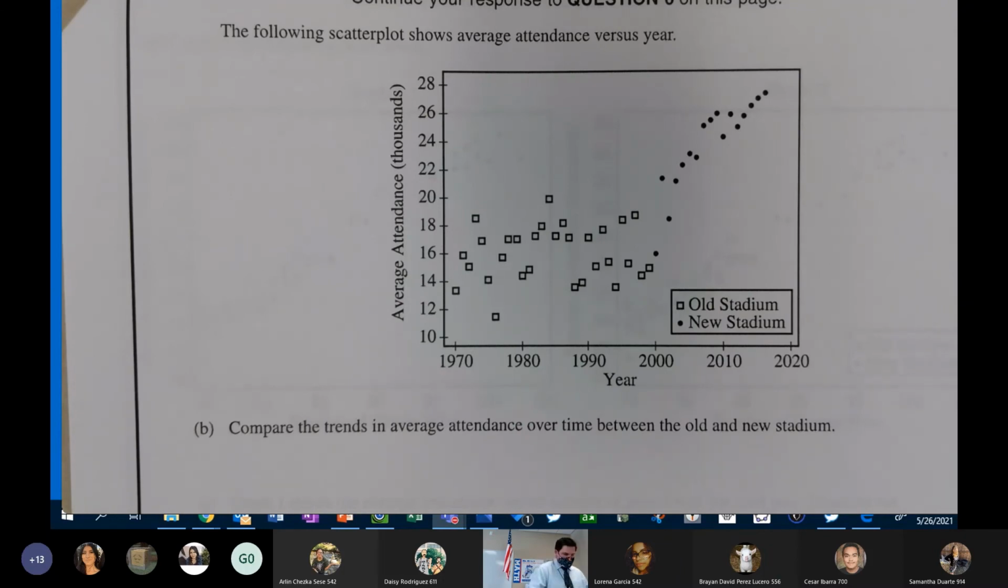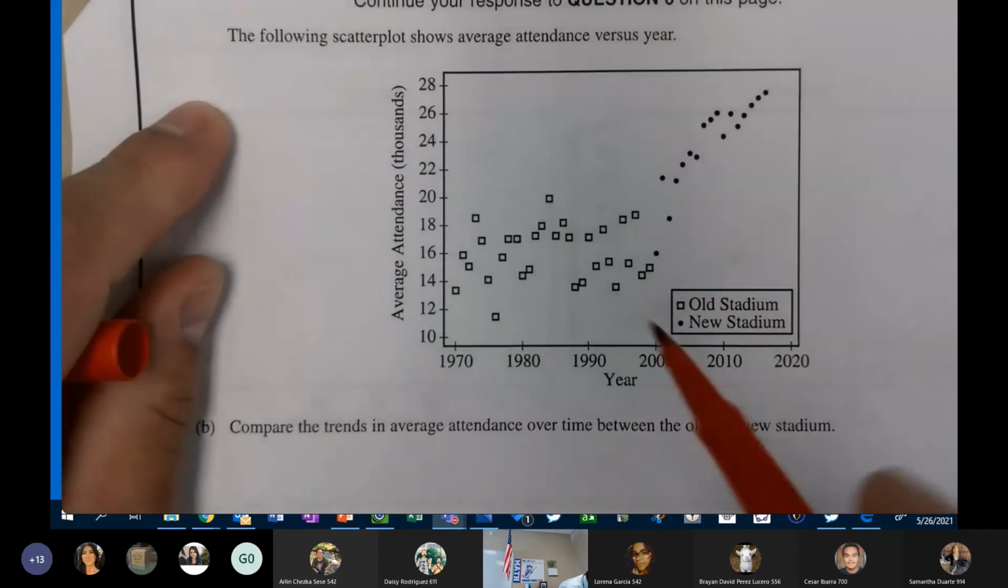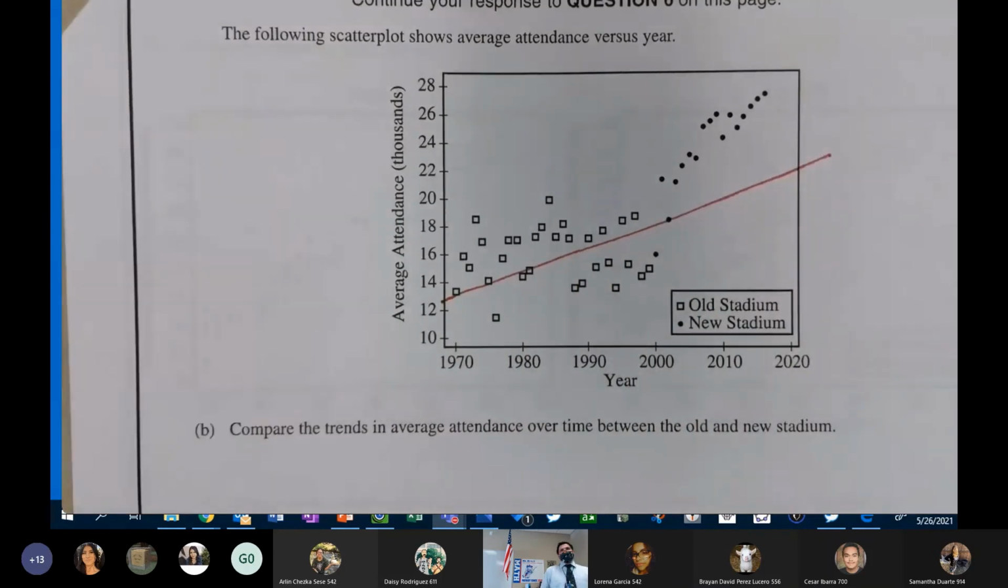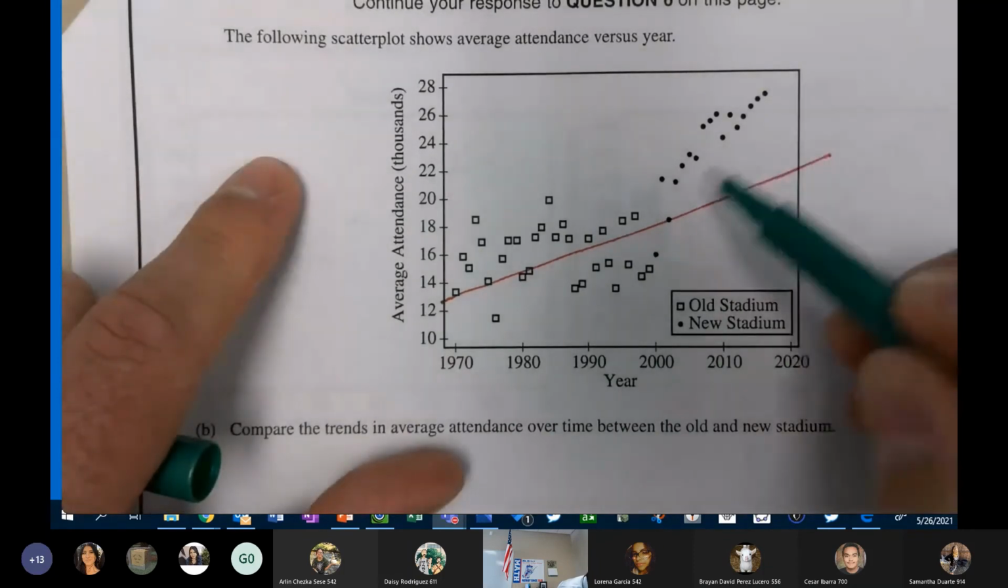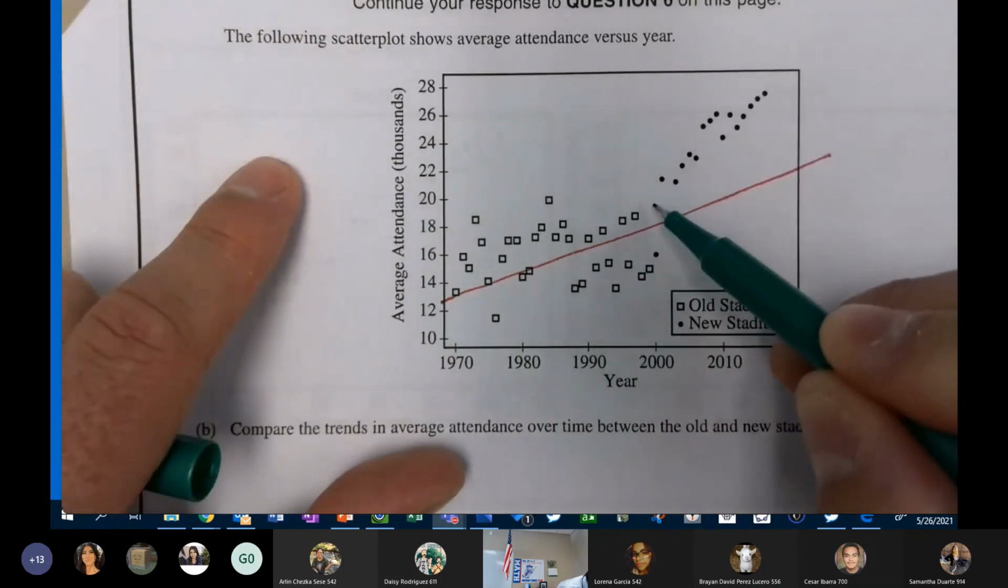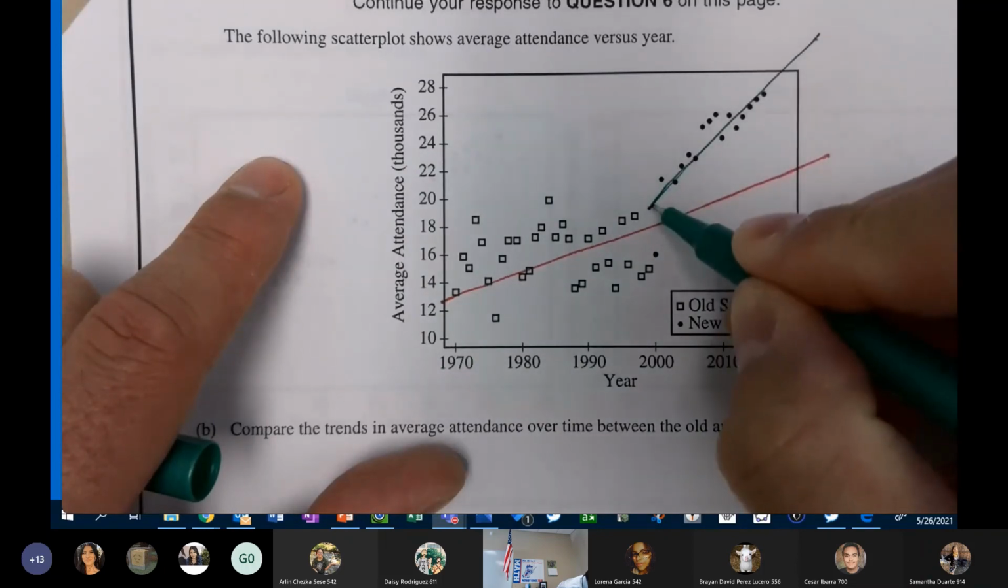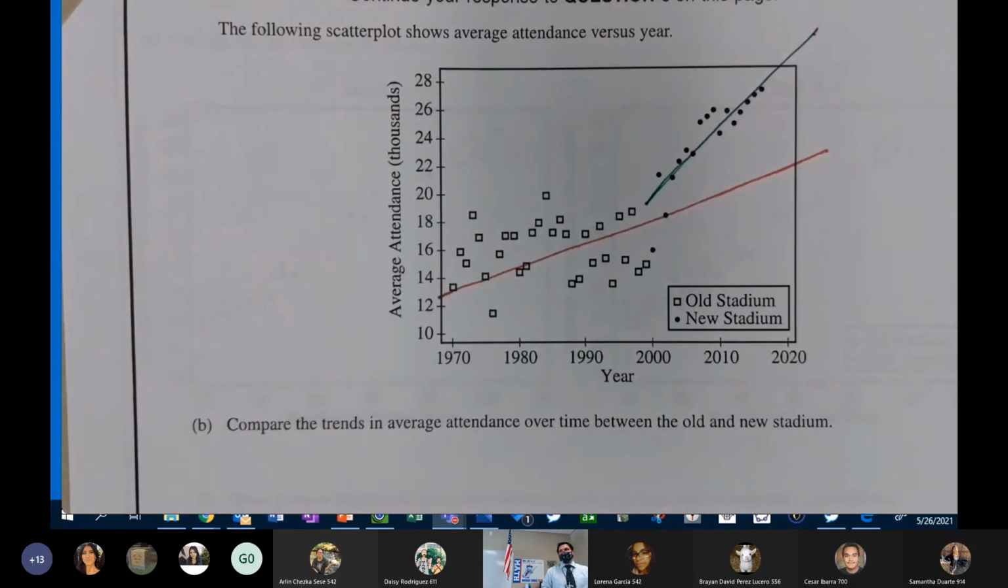If we were to just imagine where these lines might be for a best fit line, we would have maybe something like that for the old stadium, versus the new stadium, which is going to be a bit more steep. We're not obviously calculating these things right now. We're just guessing and kind of drawing a best fit line just to get an idea.